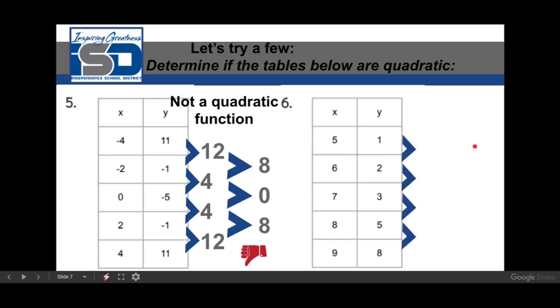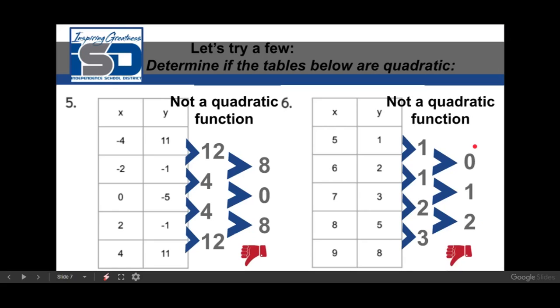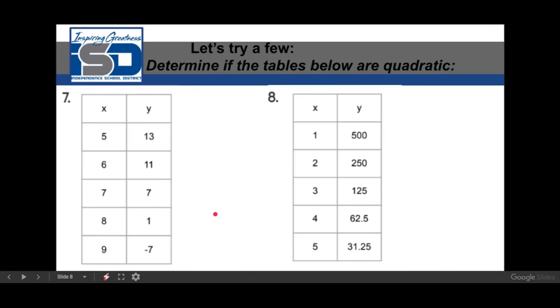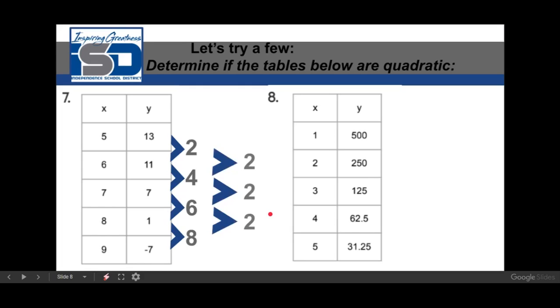First difference on number 6, 1, 1, 2, 3. Second difference should have been 0, 1, 2. These again do not match, so this is also not a quadratic function. The first difference on number 7 is 2, 4, 6, and 8. The second gap or difference is 2, 2, and 2. These match, so it is a quadratic function. I want you to find the a, or the leading coefficient.